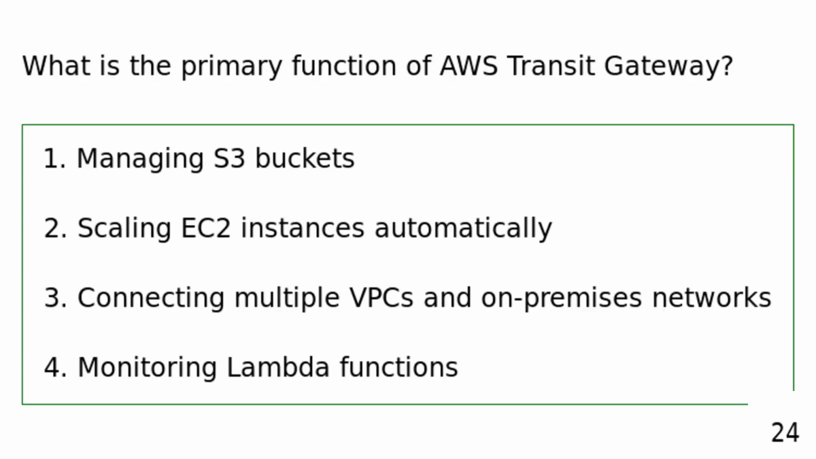What is the primary function of AWS Transit Gateway? Managing S3 buckets. Scaling EC2 instances automatically. Connecting multiple VPCs and on-premises networks. Monitoring Lambda functions.